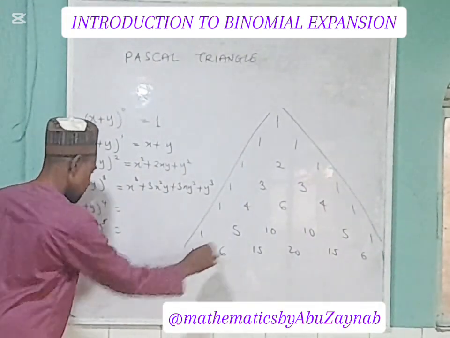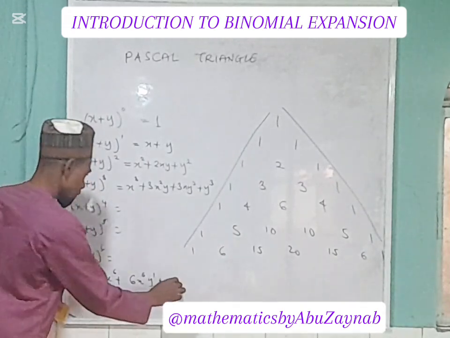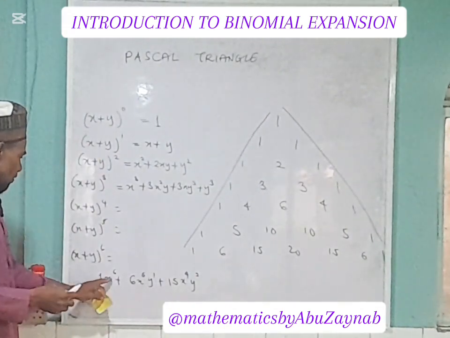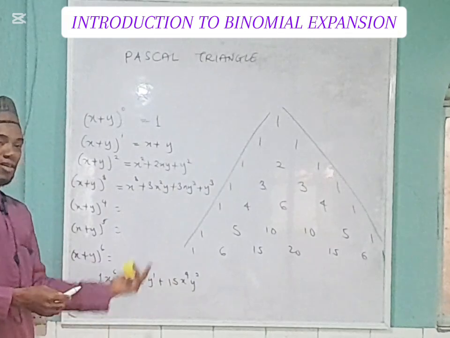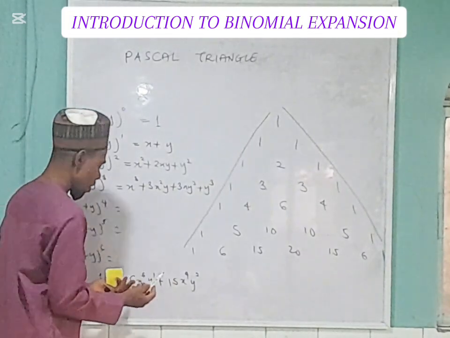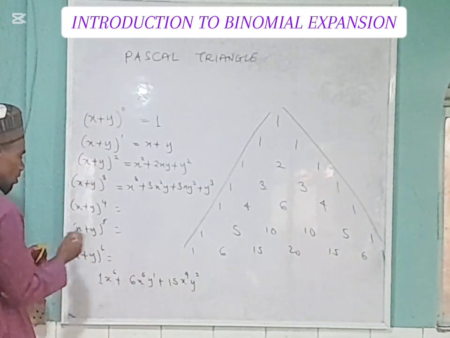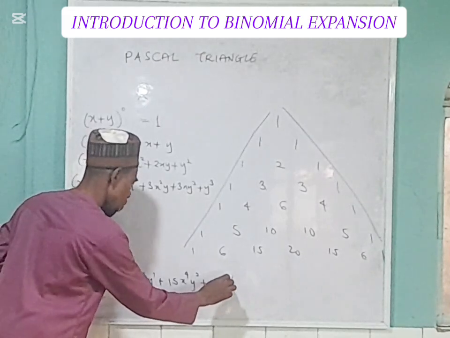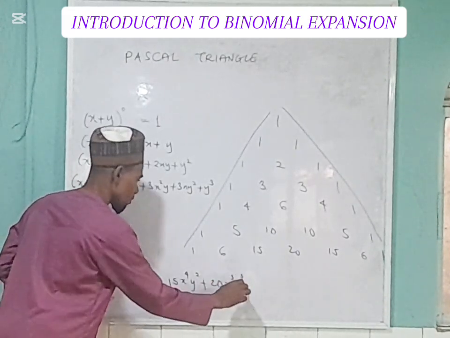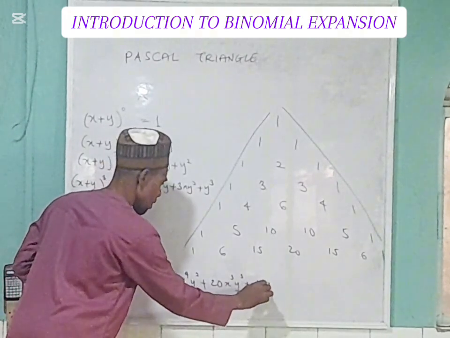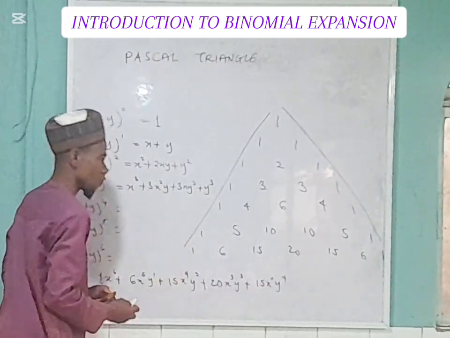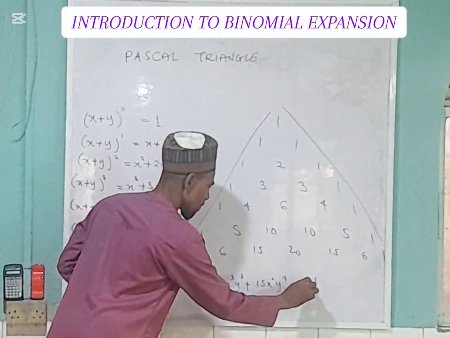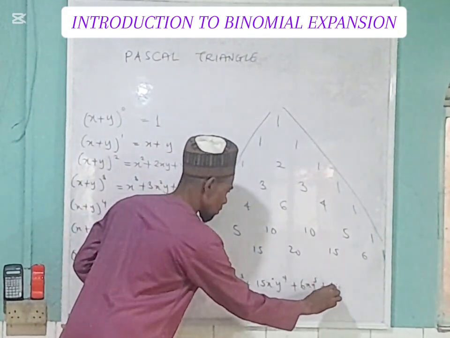Then I move again. The next one is going to be 15 coefficients first, then x power 4, y power 2. As you can see, as x is decreasing, y is simultaneously increasing, in such a way that the addition of the two powers must give us the 6. Then the next coefficient, 20, x power 3, y power 3. Then the next thing, 15, x power 2, y power 4. The next, 6, x power 1, y power 5. And then lastly, 1, y power 6.